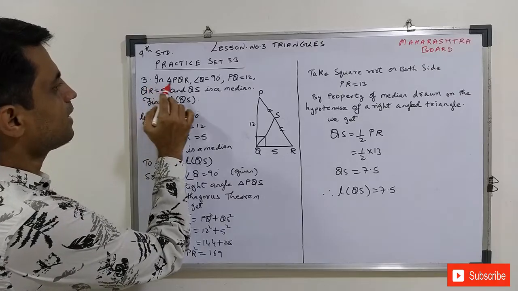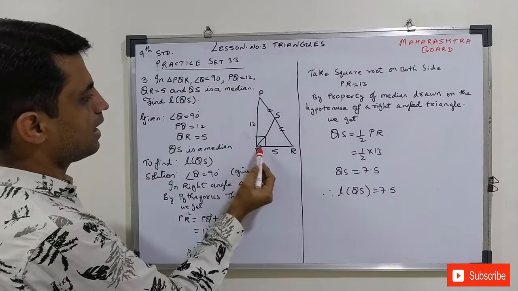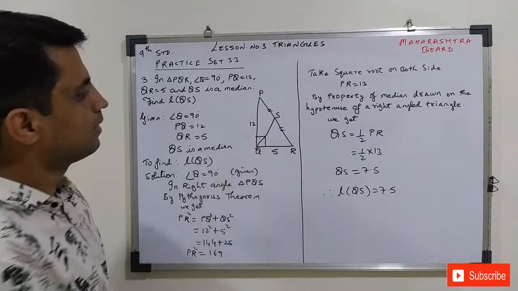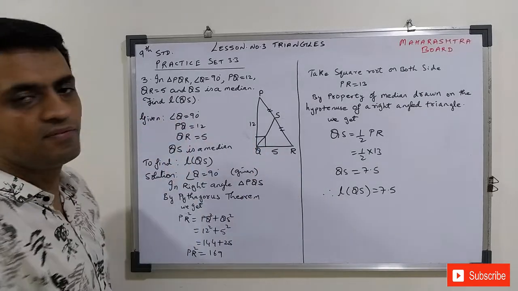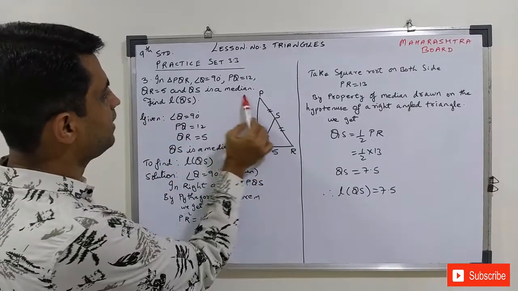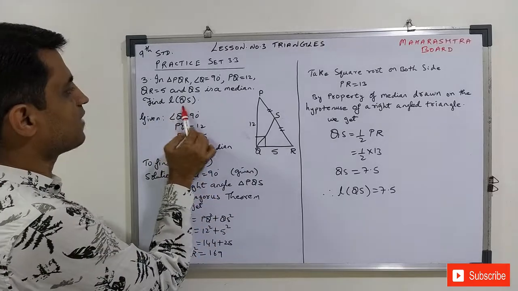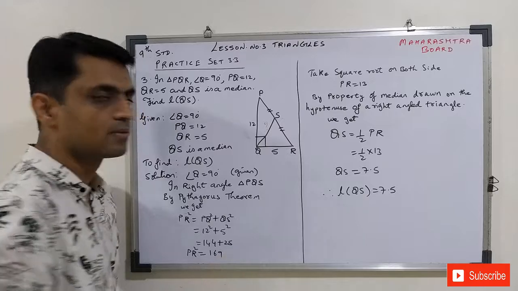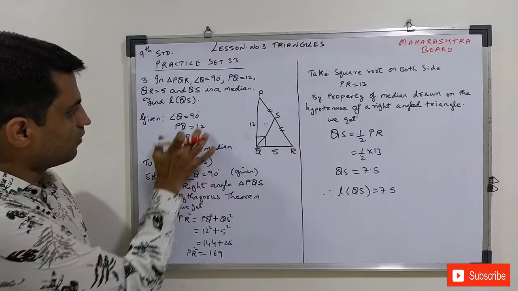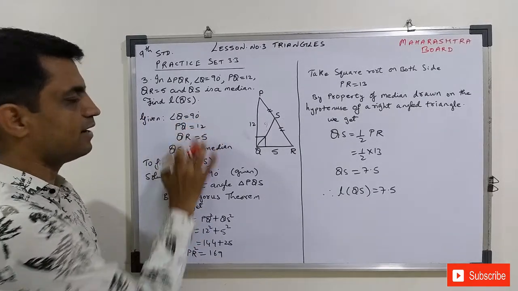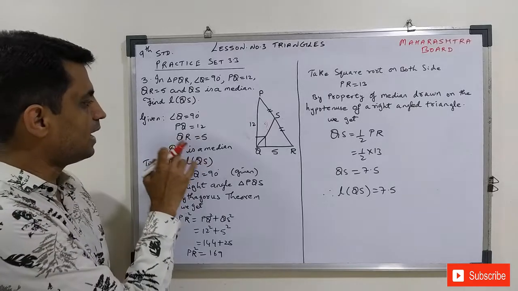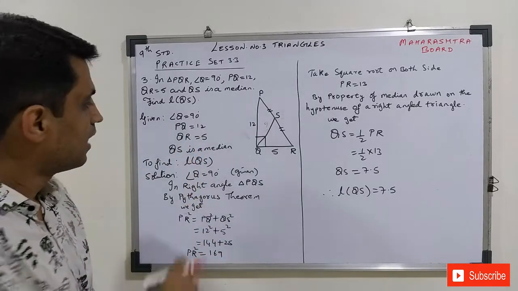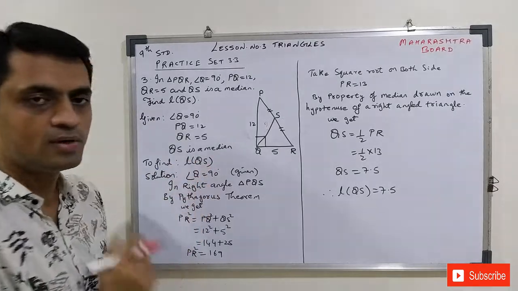Third sum. In triangle PQR, angle Q is 90 degrees and PQ is 12, QR is 5, QS is a median and we have to find QS. This QS we have to find. Now first we note down what is given to us. Angle Q is 90 degrees, PQ is 12, QR is 5 and QS is a median. And we have to find the length of QS.